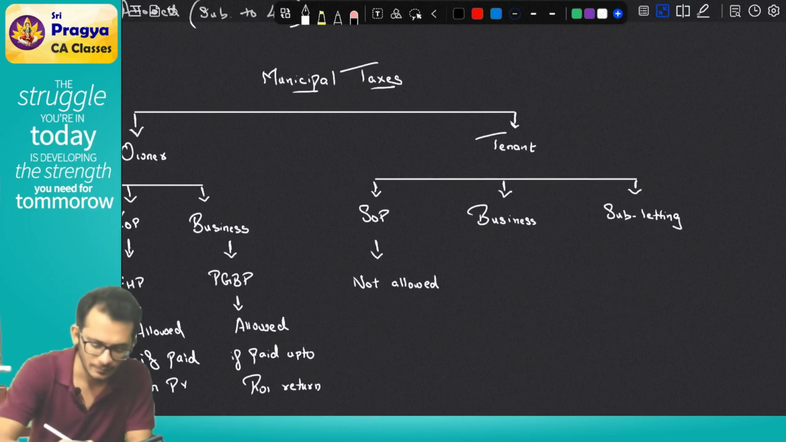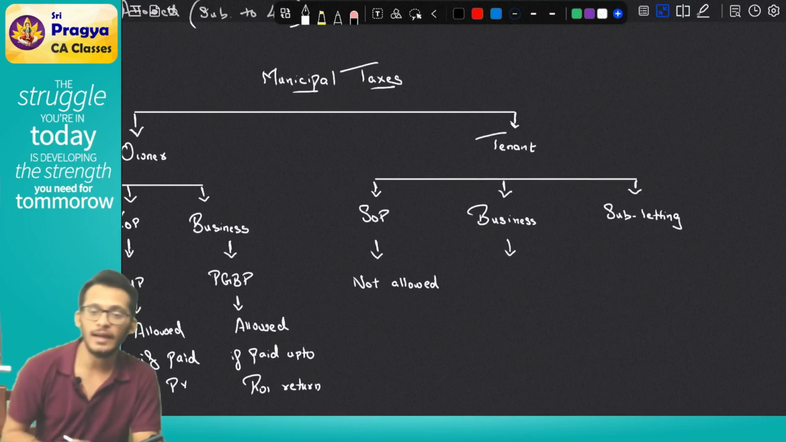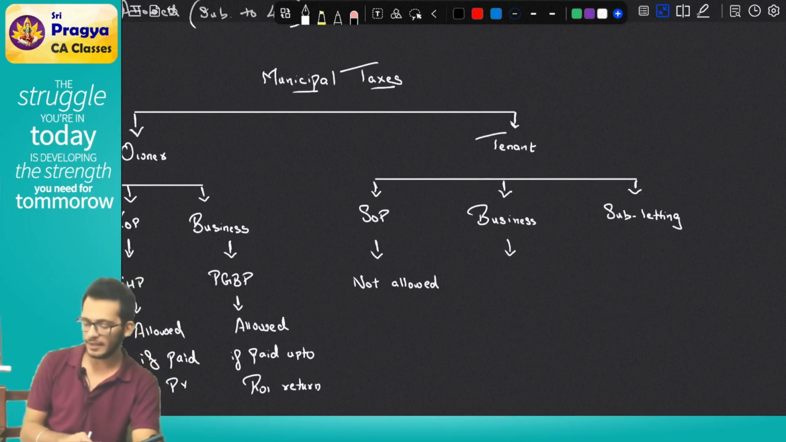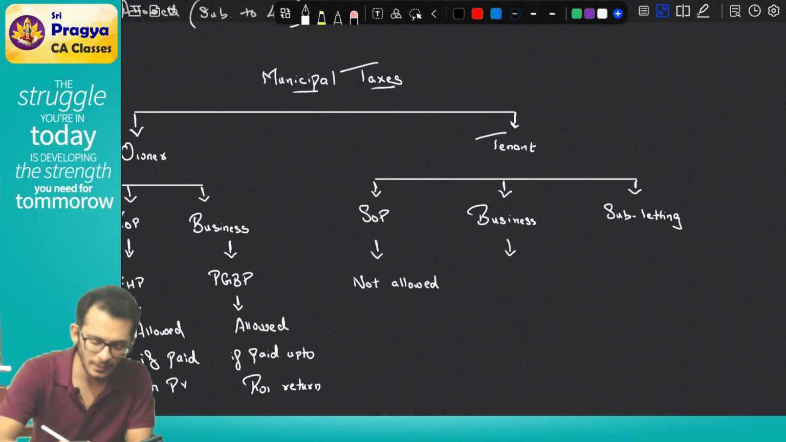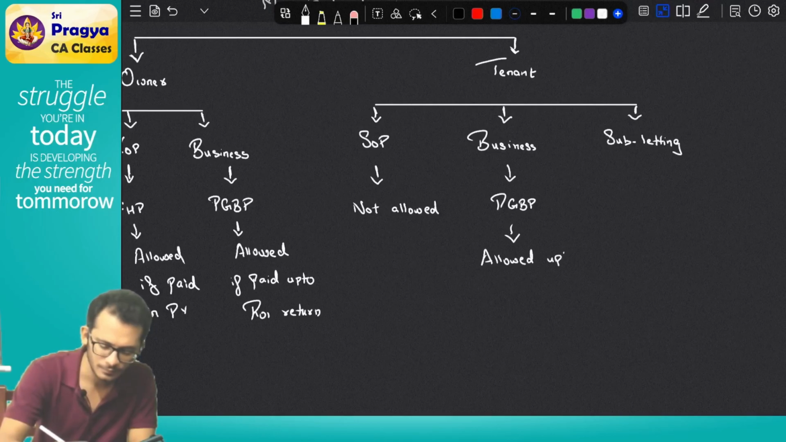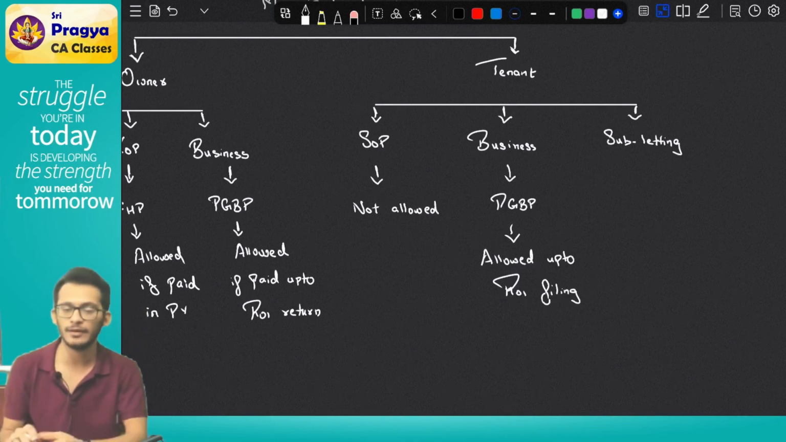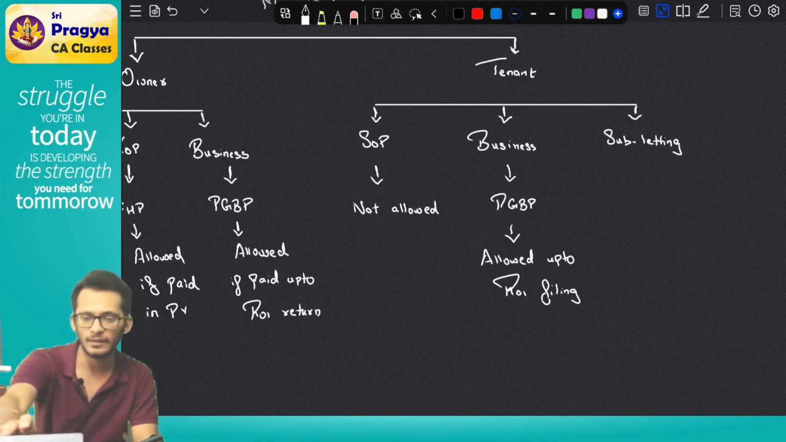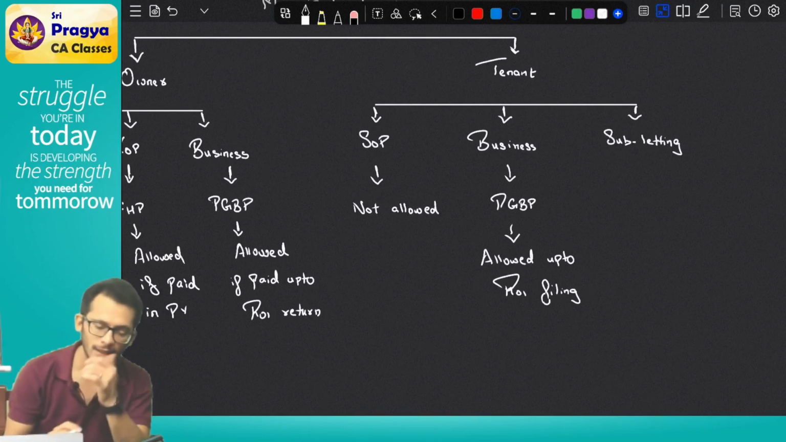Coming to business. I have paid some taxes. I am the tenant of the property. Allowed? Not allowed? I am under PGBP. The moment it comes under business, it is under PGBP. Am I allowed? Not allowed, Rahul? I am again allowed. Up to what date? Up to ROI filing. Yes, because it is still business. I have never asked you that you should be the owner. I only simply said you have to make the payment. If you are making the payment by ROI filing, you are allowed.